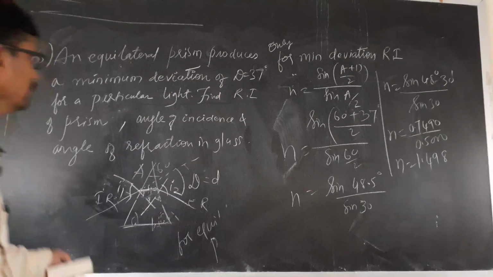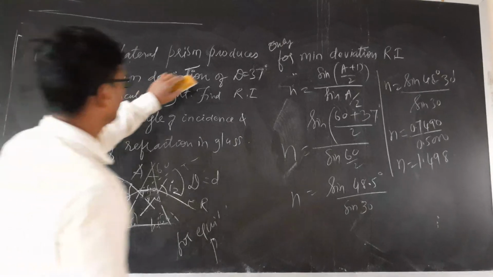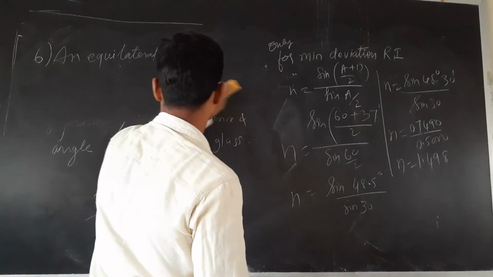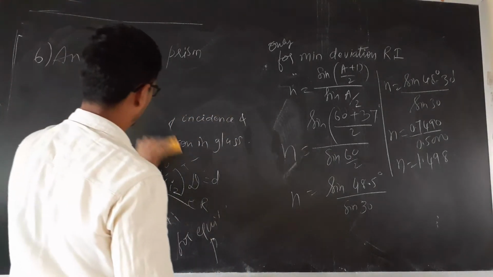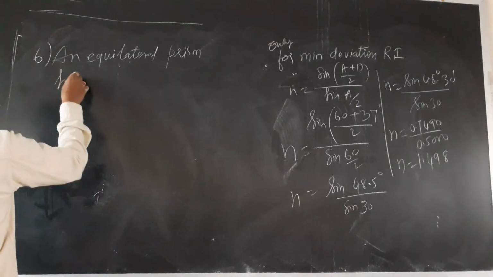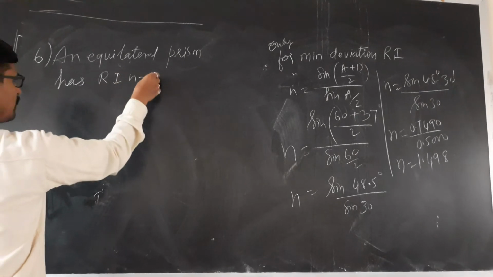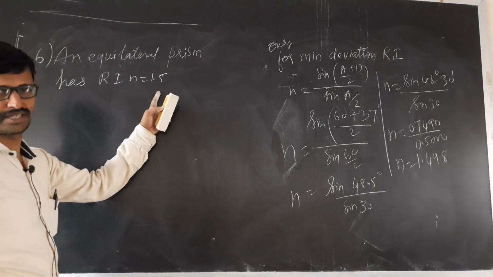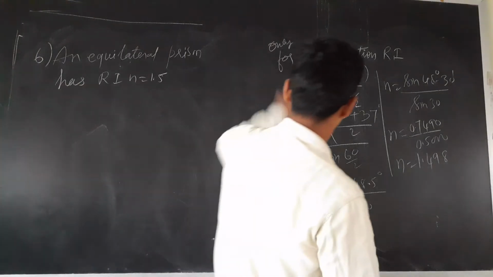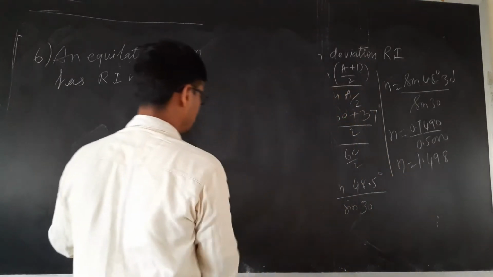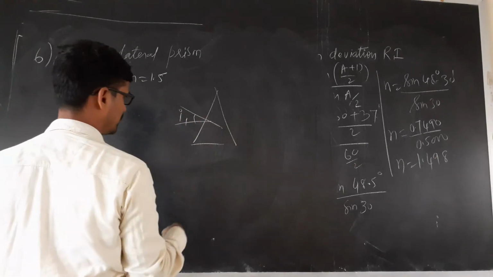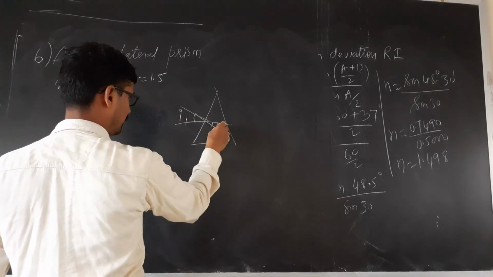Again, an equilateral prism has refractive index n equal to 1.5. 1.5 is not a fixed number, sometimes it is different for different wavelengths, different colors. Sorry children, here they had asked angle of incidence also, very sorry, in the previous problem. Angle of incidence is asked and angle of refraction is also asked.